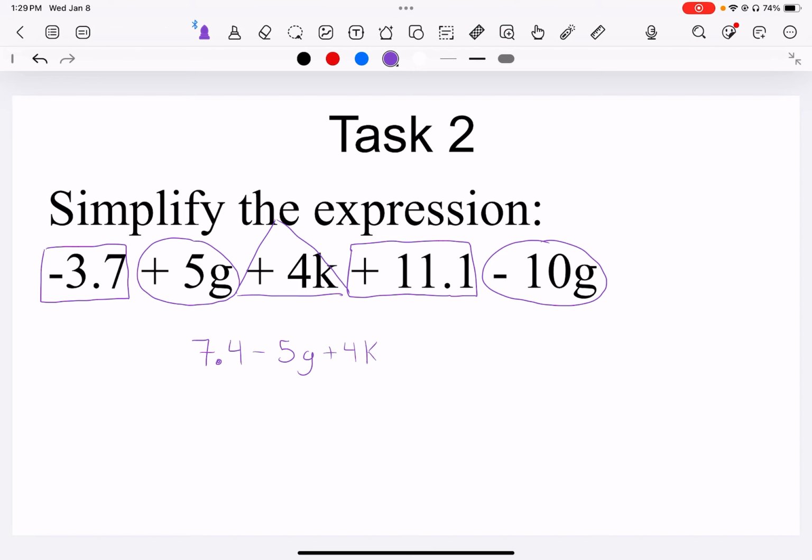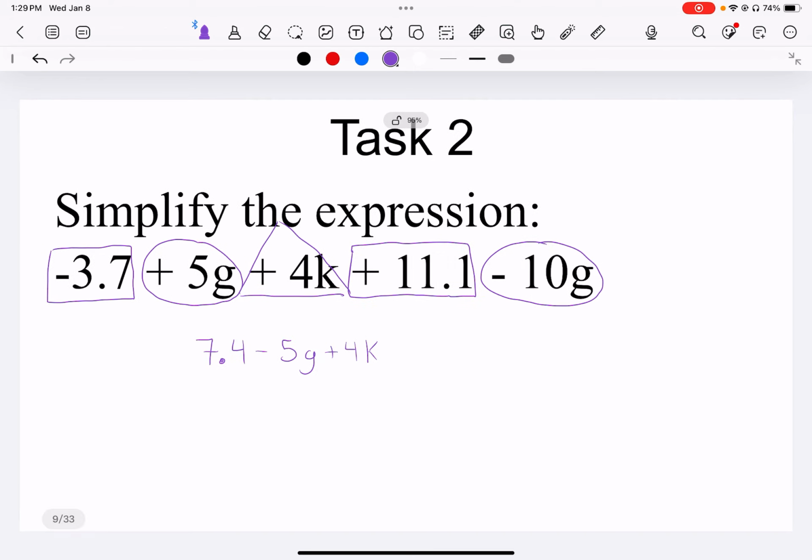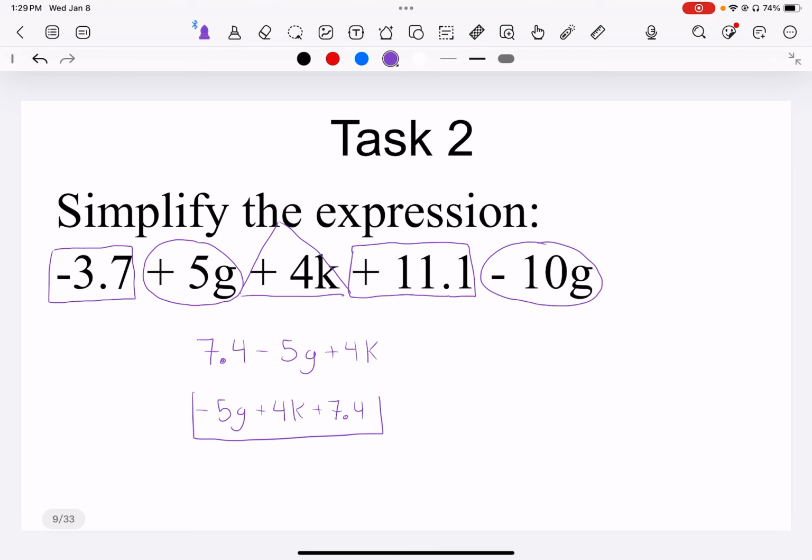Now this is a correct expression, but again, we want multiple variables in alphabetical order. So we'd have negative 5g, a positive 4k, and a positive 7.4. This would be a better answer written with my variables in alphabetical order.